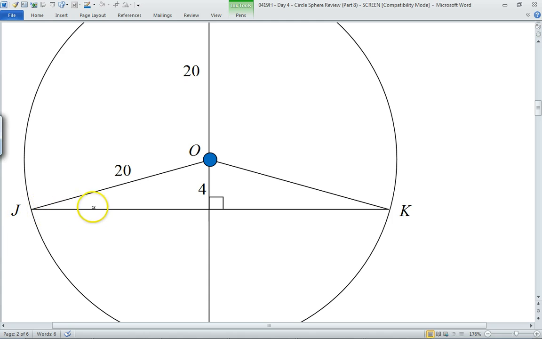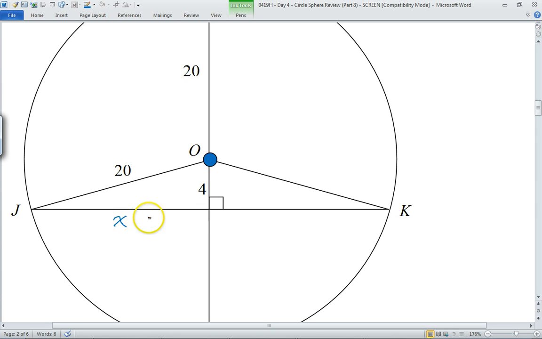JK is this chord all the way across the circle. Now my strategy will be, let's find the length of this side of the chord, and then we'll double it to find the whole thing. How am I going to find x?